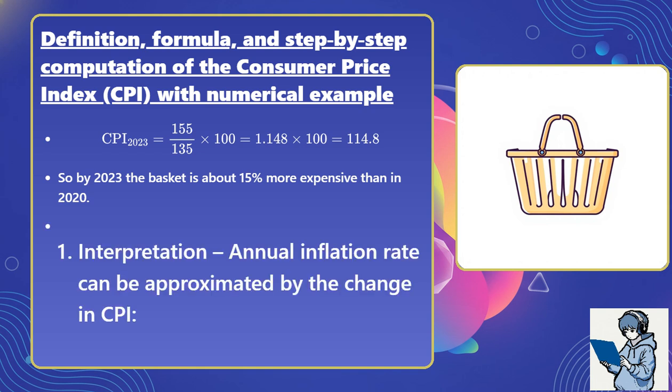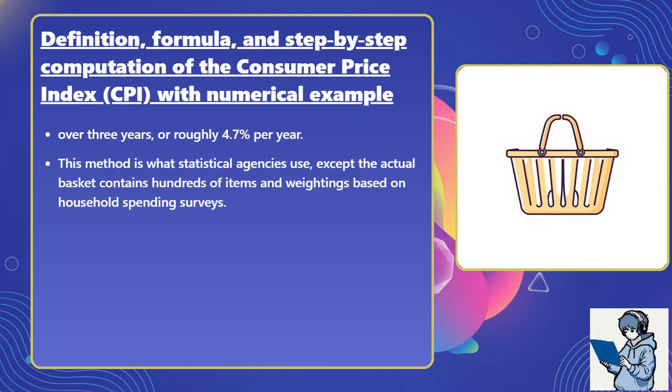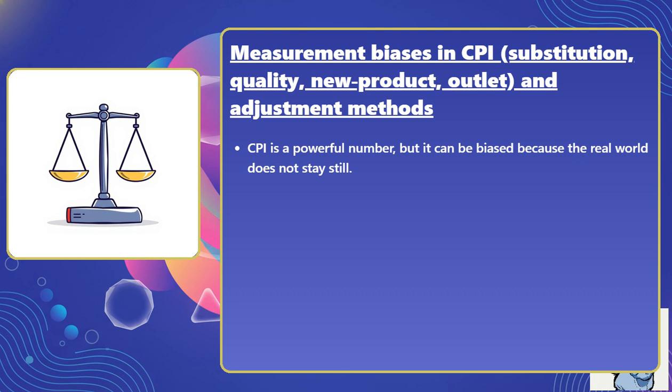5. Interpretation. Annual inflation rate can be approximated by the change in CPI. 114.8 minus 100 divided by 100 equals 14.8% over 3 years, or roughly 4.7% per year. This method is what statistical agencies use, except the actual basket contains hundreds of items and weightings based on household spending surveys. CPI is a powerful number, but it can be biased because the real world does not stay still.